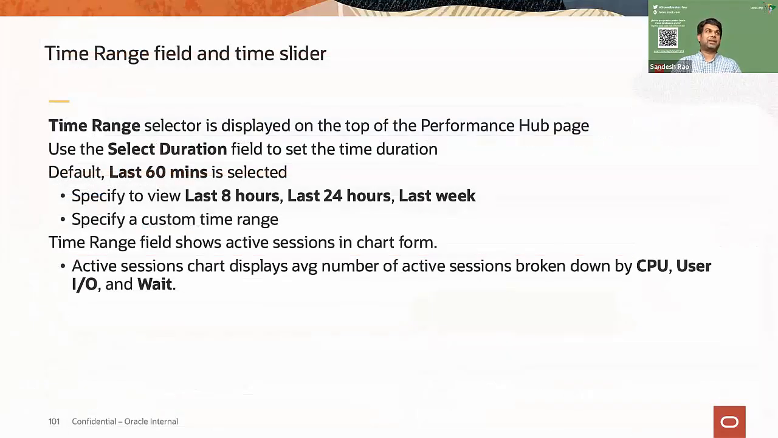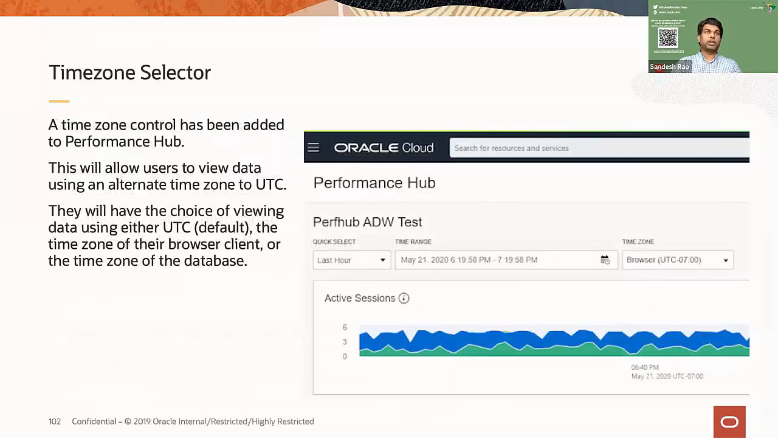It allows you to select things. Last 60 minutes is selected, but you can select 8 hours, 24 hours, last week, custom range. You can do a whole bunch of stuff with the time selector. There's also something new that's been added, which is a time zone control. So you can specify this here, and within that specific time zone, you can change things.